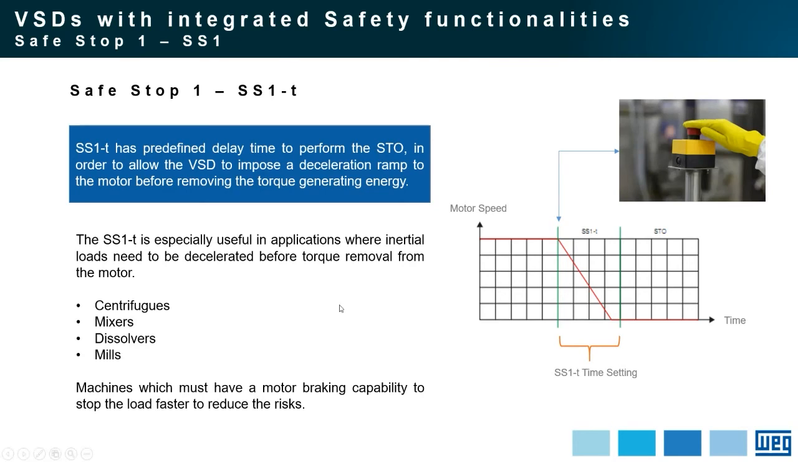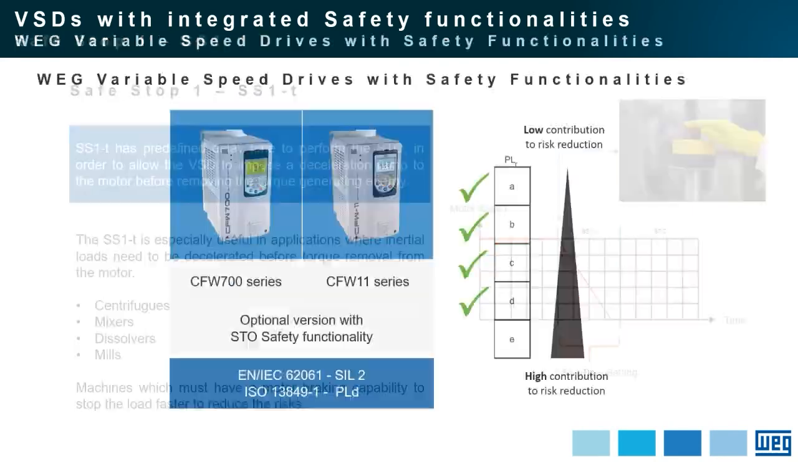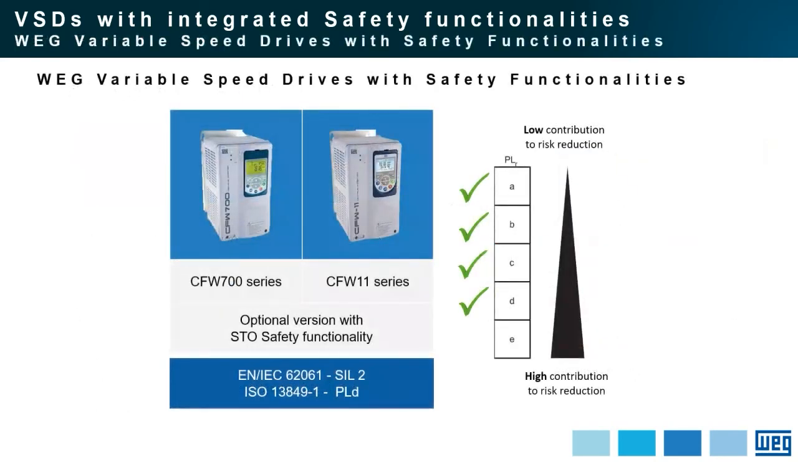This function is especially useful in applications where inertial loads need to be decelerated before the torque removal from the motor. It's also applicable for centrifuges, mixers, dissolvers, mills, and several other machines that must have a braking capability. So those are the main features available in the market, and the main features that are required to install a variable speed drive in a safety machine.